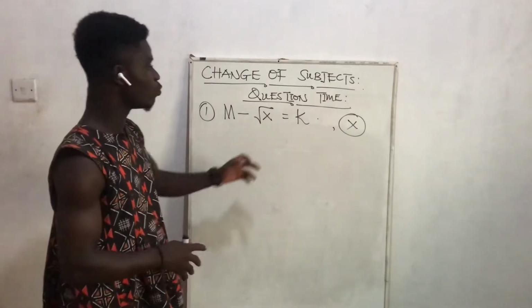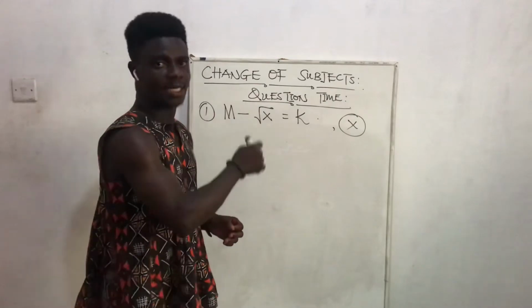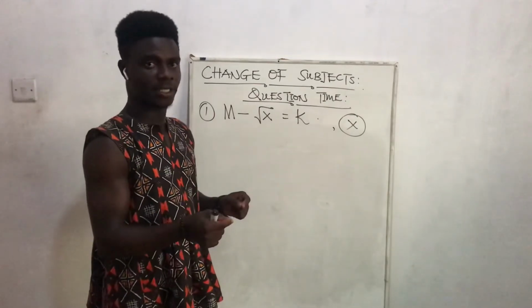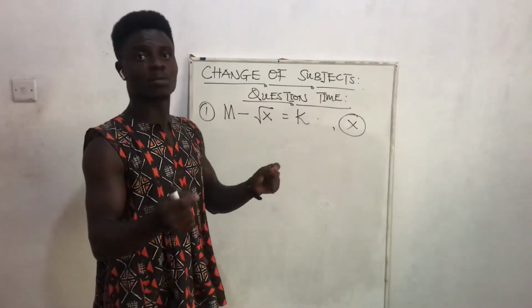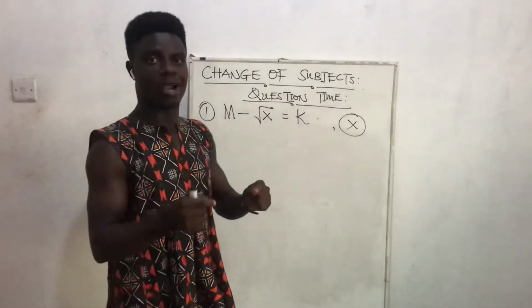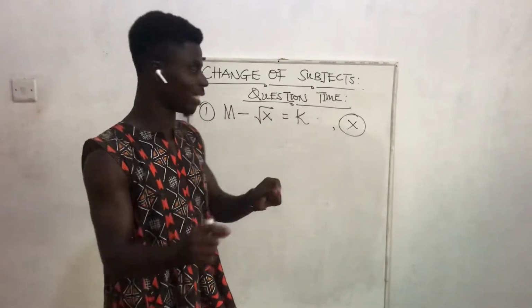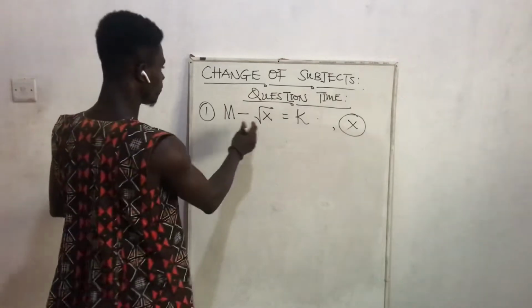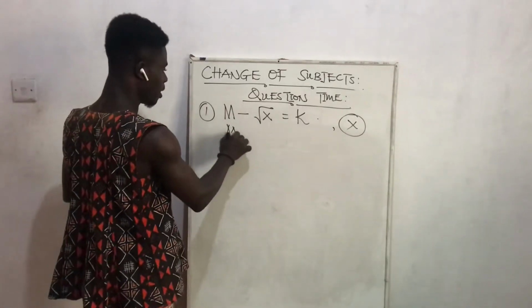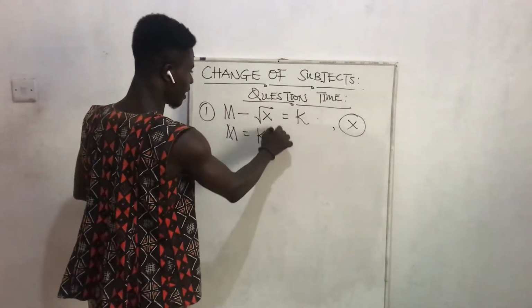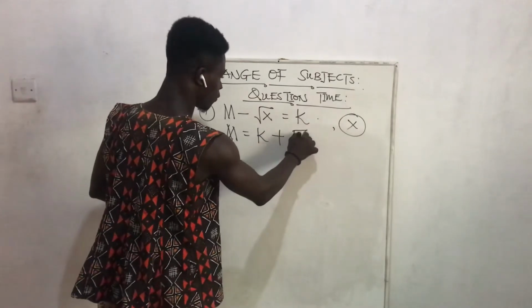But rather we want variable x to be the subject. To make a variable the subject means to make that variable stand on its own. So I get m equals k, then plus square root of x.